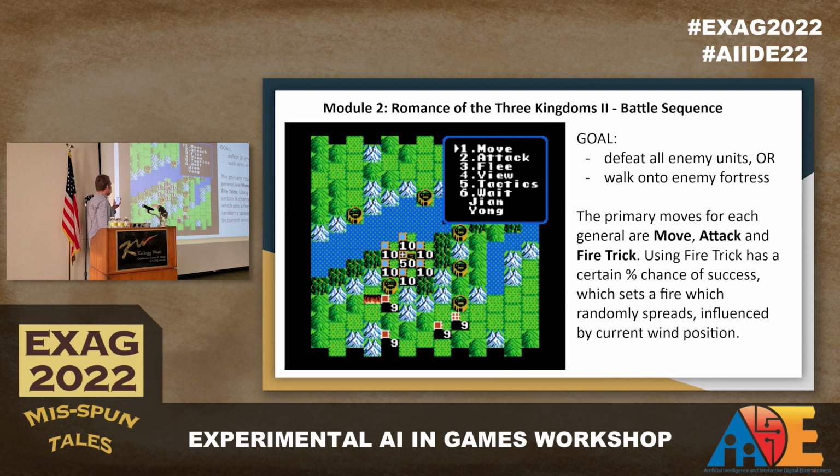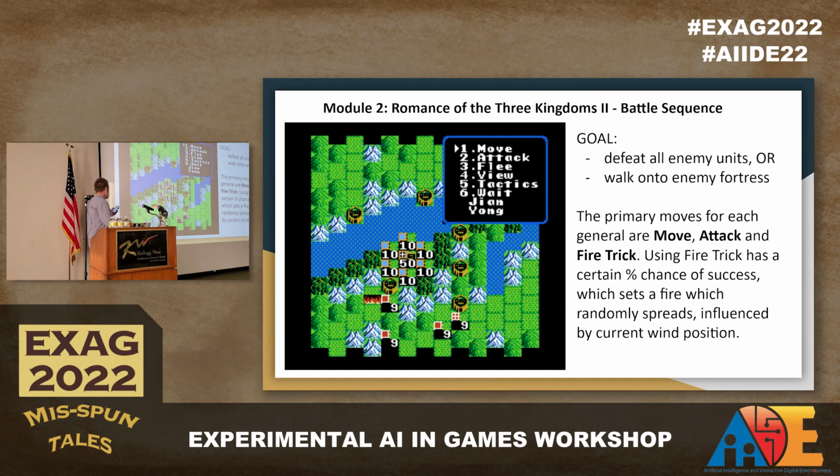The human and CPU armies take turns, moving one unit at a time. The main actions, there's actually more, but just to simplify, I said move, attack, and this other thing called fire trick. And those can be done in each of six hexagonal directions.